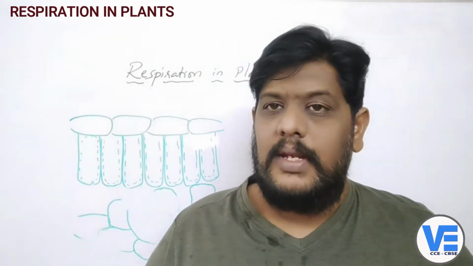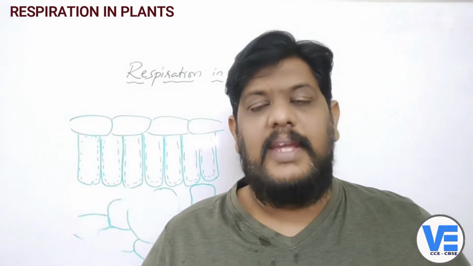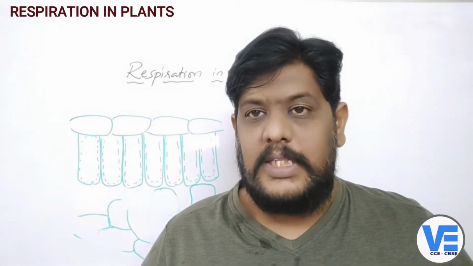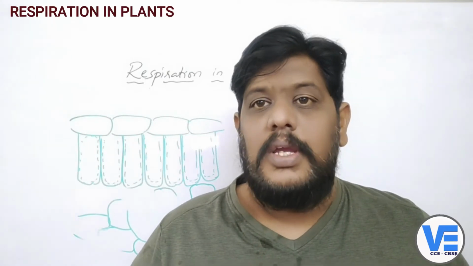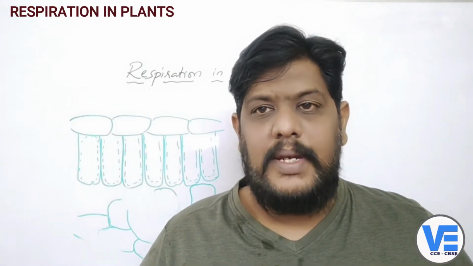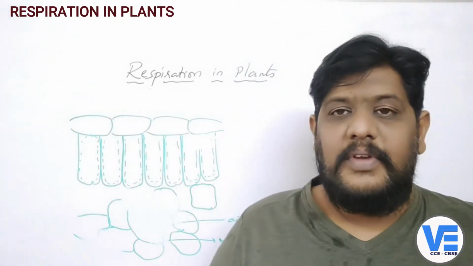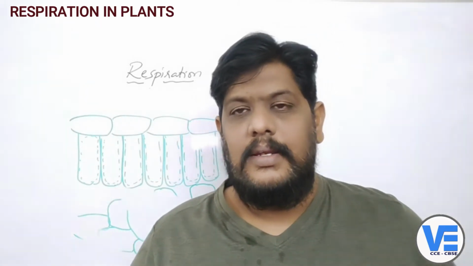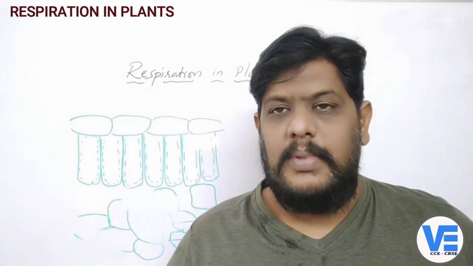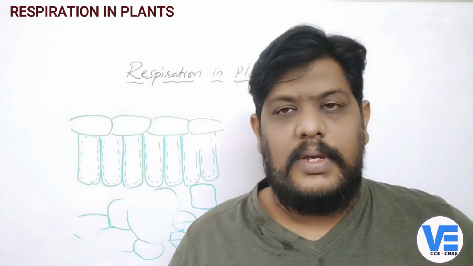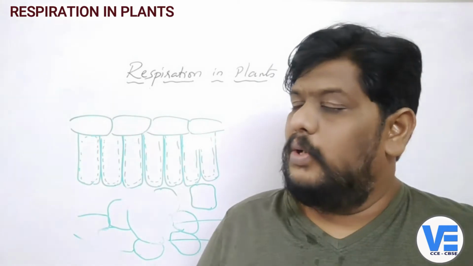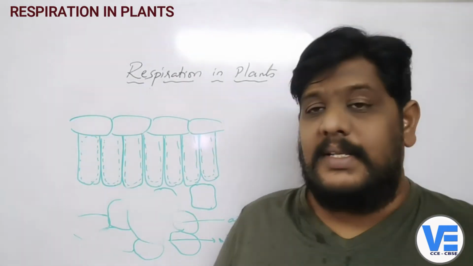So, hope you understood the last class, which is types of respiration, where we have seen tracheal respiration, bronchial respiration, cutaneous respiration, and pulmonary respiration in animals, right? If you have not seen that, you can check the links given below and watch the video again. Now we are going to come to the next topic, that is respiration in plants.